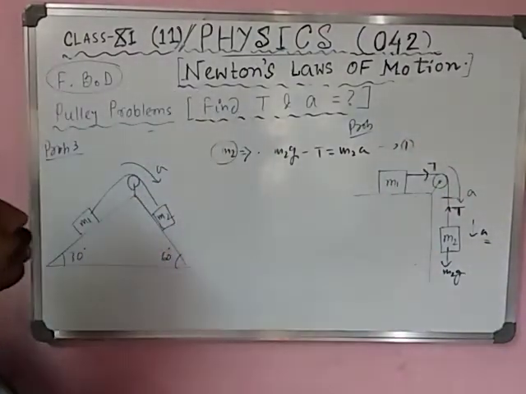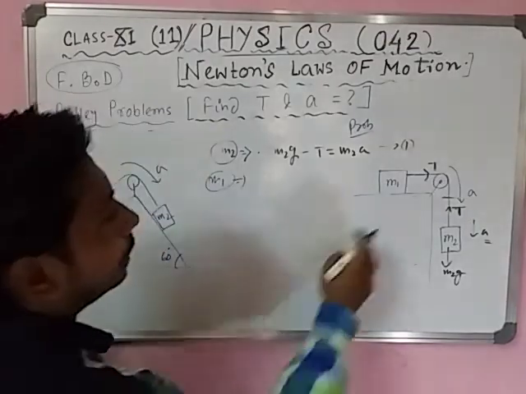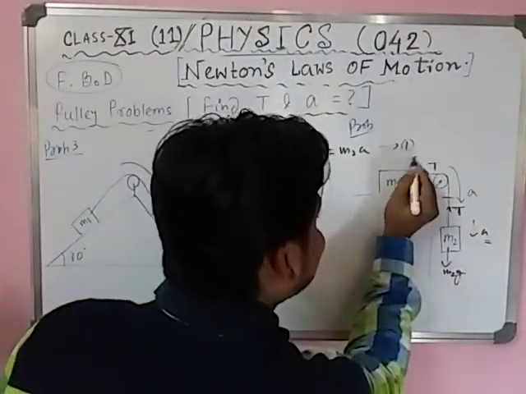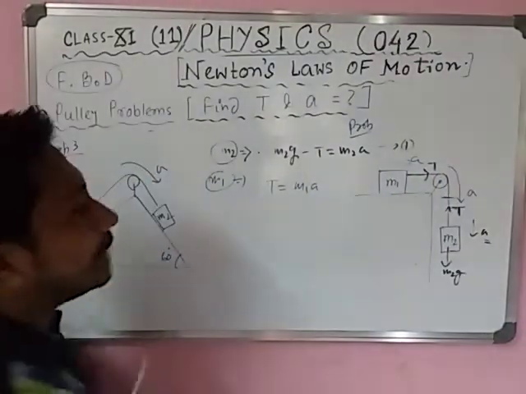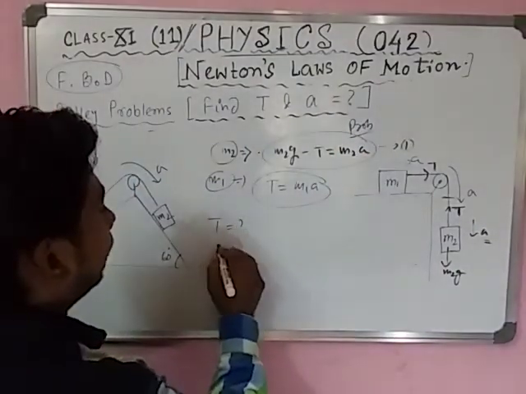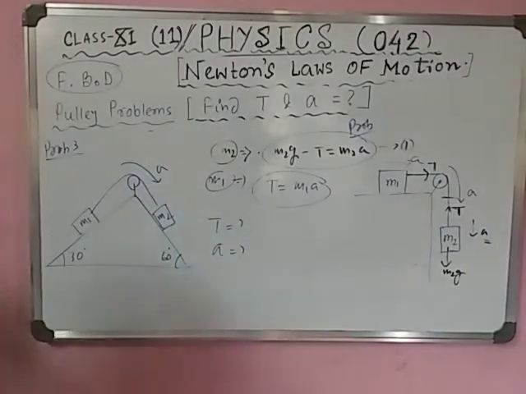For equation number 2, for m1, you can write: m1 rests on the table, so there is no m1g to consider, only tension, and the acceleration direction is this. So you can write tension equal to m1a. That's all. These are the 2 equations. If you solve them, you can get T and a. So now we apply the tricks.